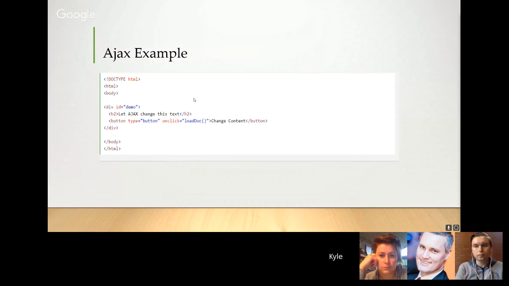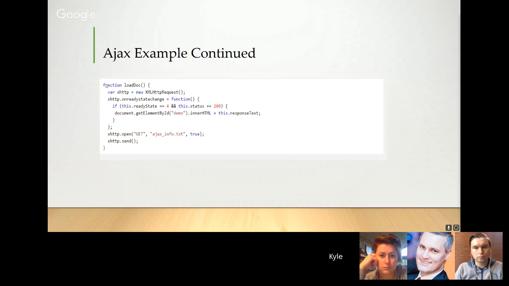Right here, you have a basic HTML div. This is just given as a demo. It says "Let Ajax change this text." And this is just basic JavaScript where it gives you a button. If you were to run this function, it would request data from a web server and display it.